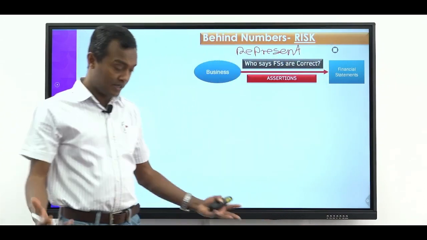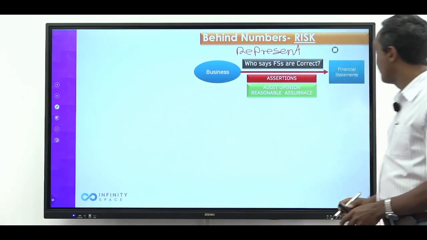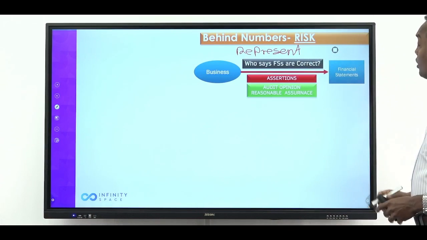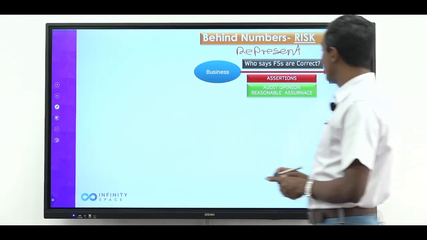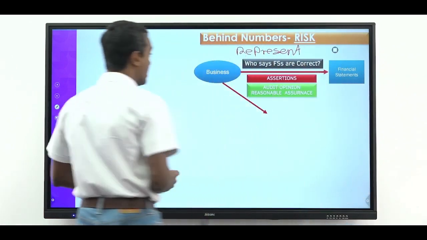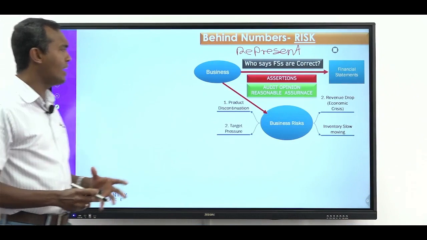Right? Represent that financial statements are right. Those representations are assertions. And if you look at auditors, essentially the audit is there to ensure that these assertions are okay. But forget the auditor now. From a CFO perspective, there are various business risks.